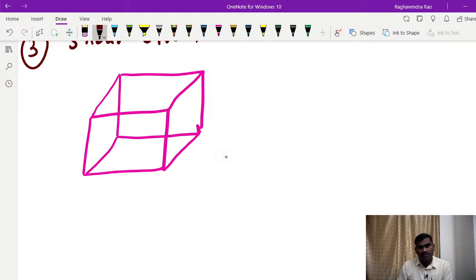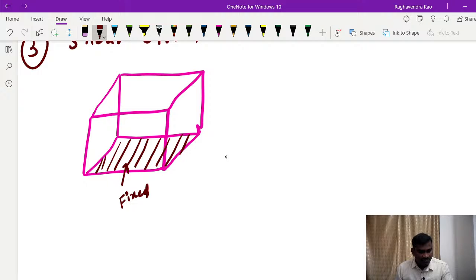This is the cube. Now we are fixing the lower face of the cube. So this lower face of the cube is fixed. Now we are applying a tangential force on the upper surface or upper face. So the lower face is fixed, and we are applying a tangential force or shear stress tangential to the surface.